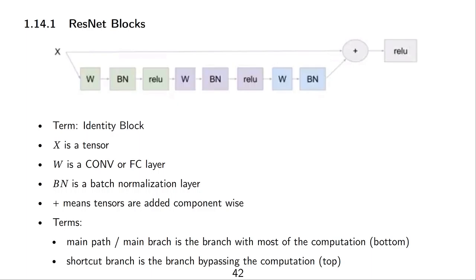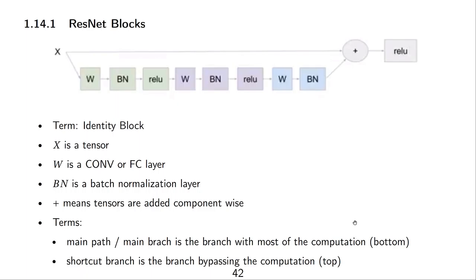So what we see here is one of the ResNet blocks. Again, as we saw with other types of architecture ideas, there tend to be multiple versions. What we're going to do here is talk about two ResNet blocks, and we acknowledge other variations of these blocks that can be found in the literature. So let's just look at this block. This is called an identity block.